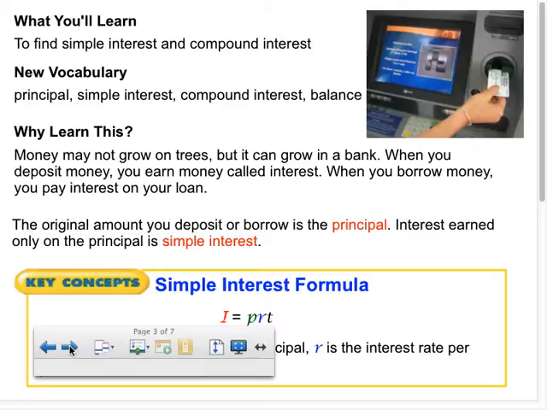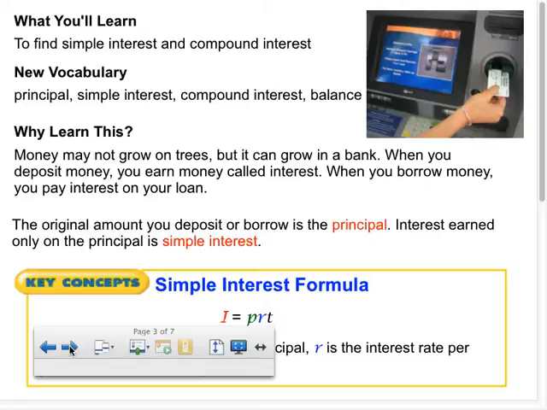So if you borrow money, you pay a fee on top of what you borrowed while you're borrowing it, until you pay it off. If you leave money in a bank, you can get paid for leaving it in the bank. That's called a savings account. It's an interest-bearing account.